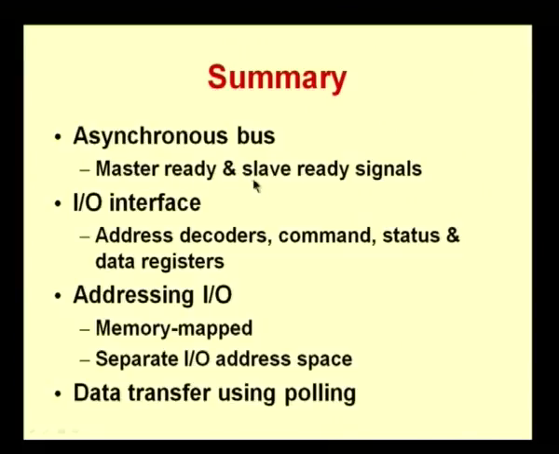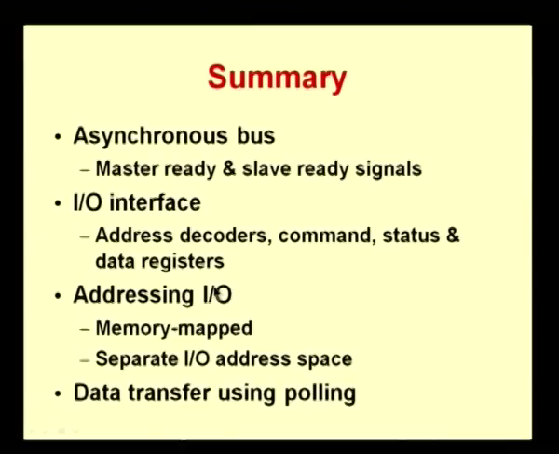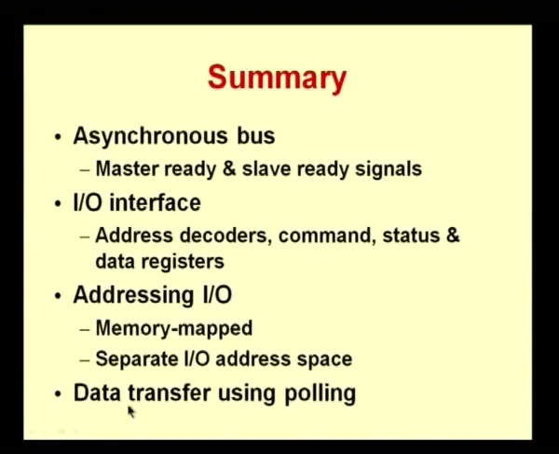To summarize, what we have covered today is asynchronous buses and how the data transfer takes place with the help of master ready and slave ready signals. We looked at what is there in the IO interface: the address decoders, command, status and data registers, which are used by the processor to talk to the devices. We looked at addressing IO, whether we use memory mapped addressing or a separate IO address space, which is called IO mapped IO. And then we talked about how data transfer is done using polling.